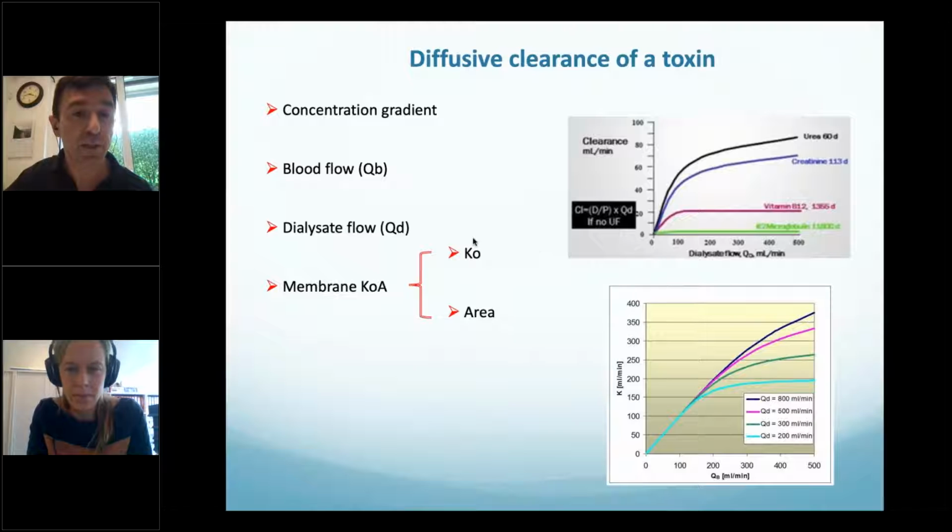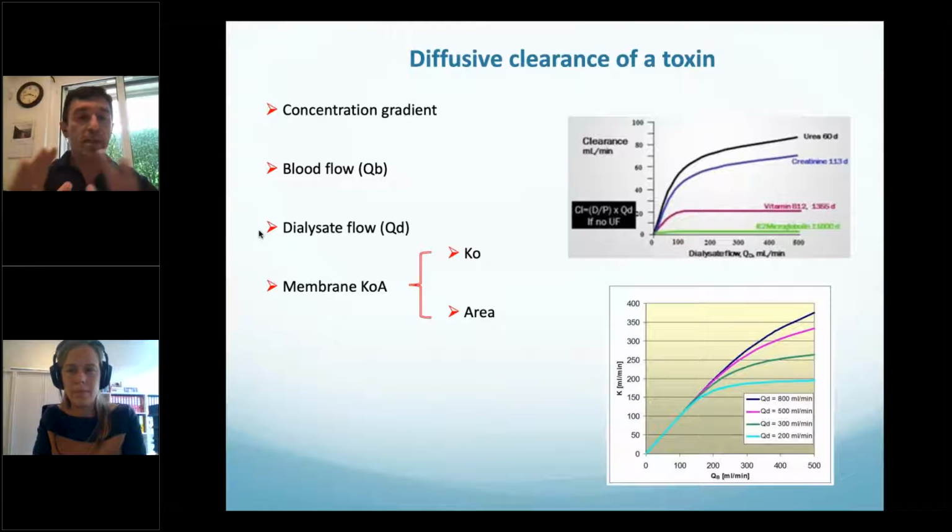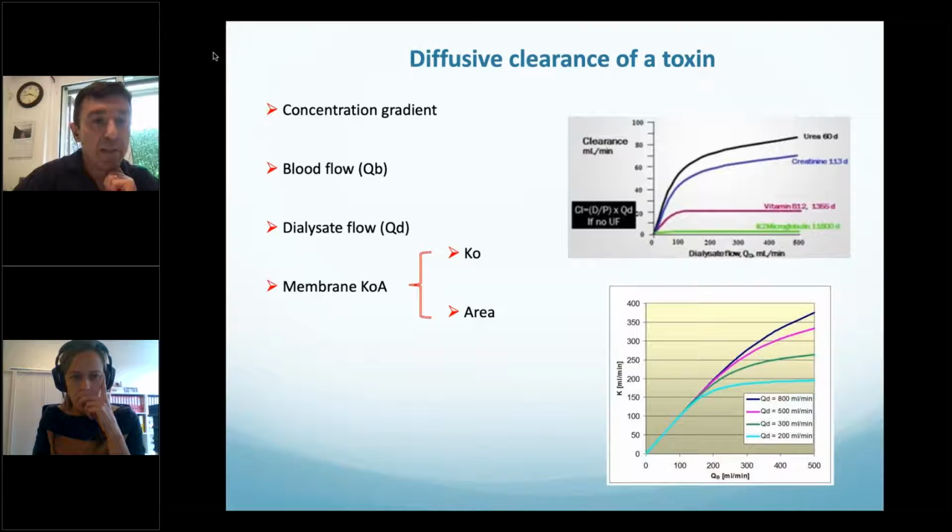And the fourth factor is the diffusive permeability of the membrane, which can be expressed with this parameter named KOA. KOA is basically, for a given patient, for a given substance, the maximum theoretical clearance that we can obtain at infinite blood flow and dialysate flow. It depends on two factors, K and A.